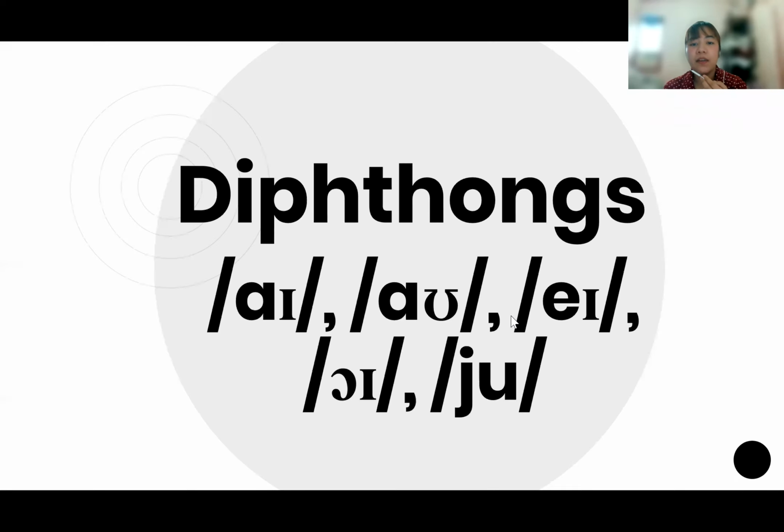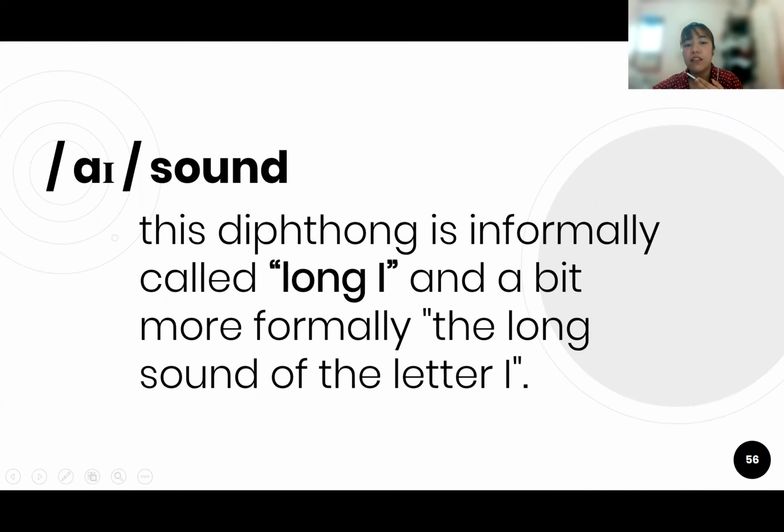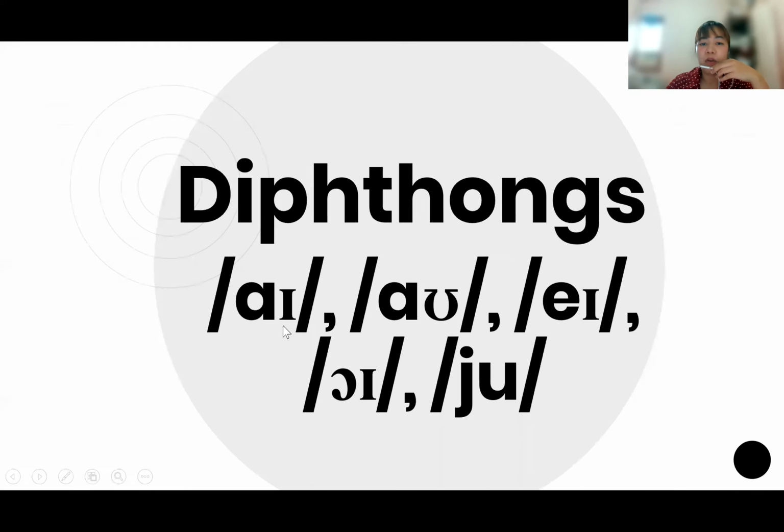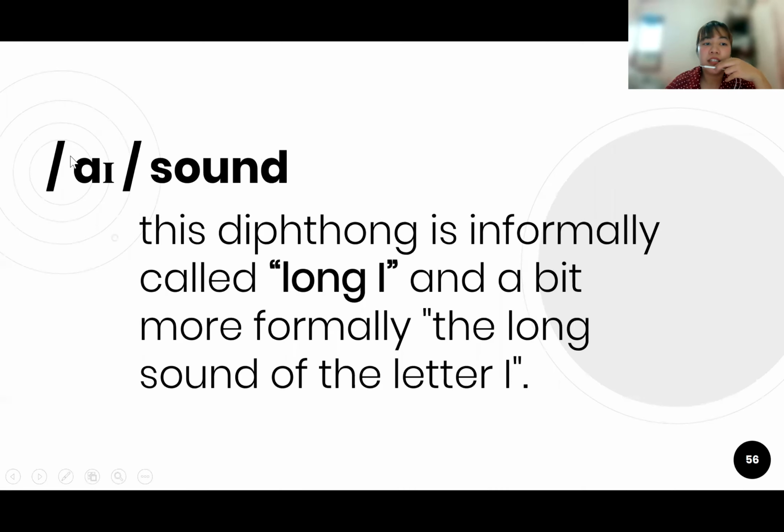Okay. So lastly, we have your diphthongs. We have here your diphthongs: the I, the ow, the A, the oi, and the U. This diphthong is informally called your long I, and a bit more formally, the long sound of the letter I. A diphthong is a combination of two vowel sounds. For this sound, as you can see, it is a combination of your small letter A and your barred I.